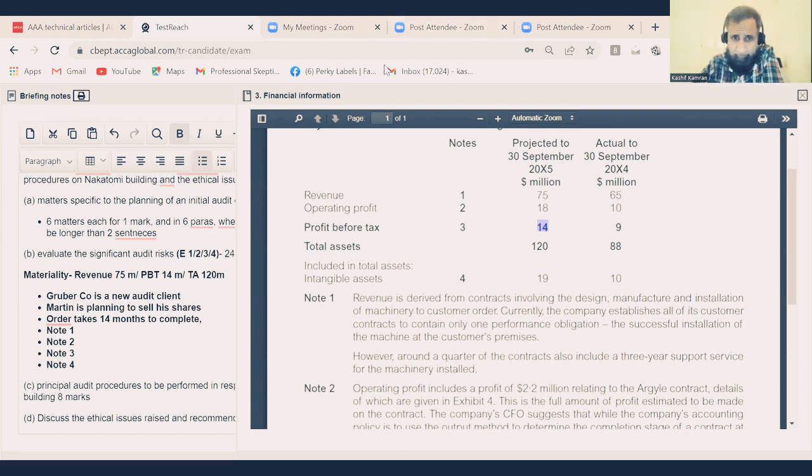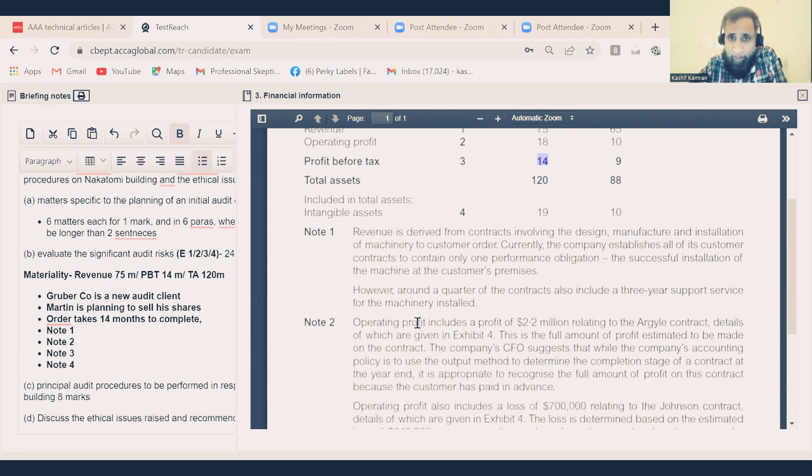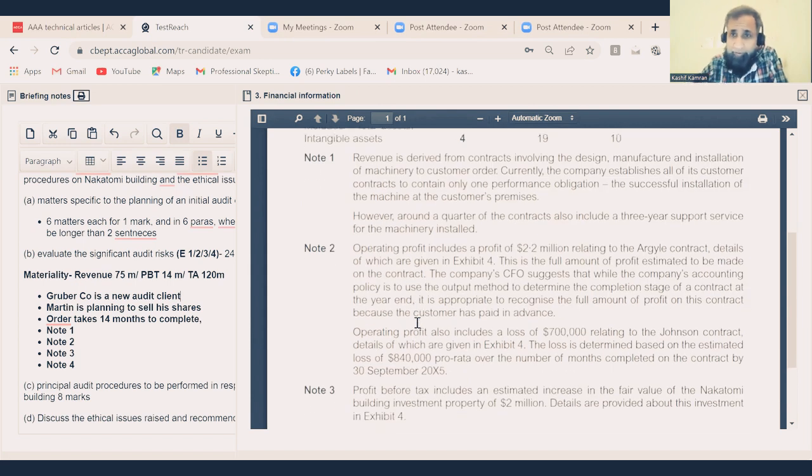Okay, that's great. Moving onwards. So look at note number 1. Note number 1 tells us revenue is derived from contracts involving design, manufacture, and installation of machinery. And how much time does that take? 14 months. Currently, the company has established all of its customer contracts to contain only one performance obligation, right? The successful installation of the machinery at the customer premises.